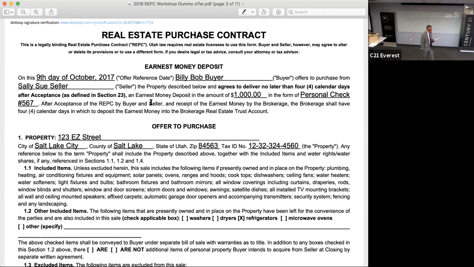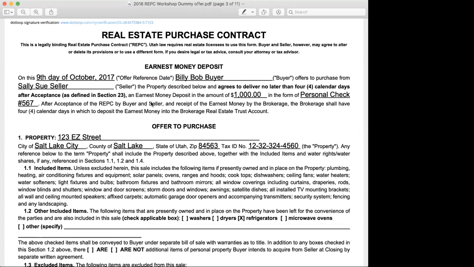Next line, Billy Bob Buyer. Now, we talked about from the buyer packet class where we should get the buyer's name. So just to make sure, where do we get the name for the buyer that we're going to put on here? How do we know what to put there? You can click on the tax ID on the MLS printout.